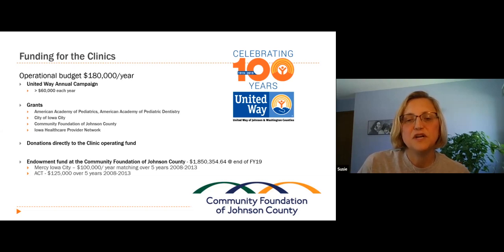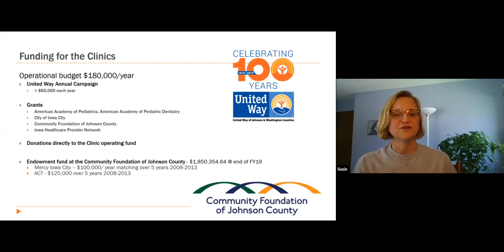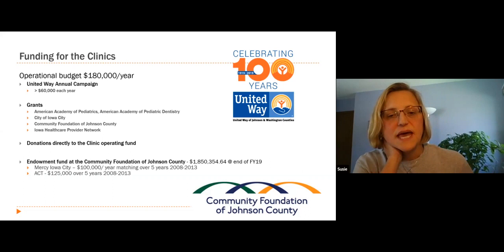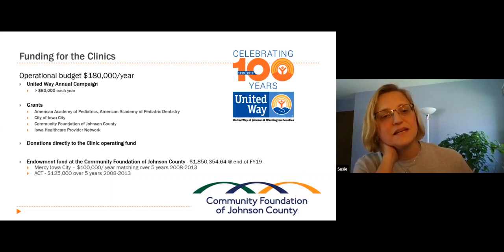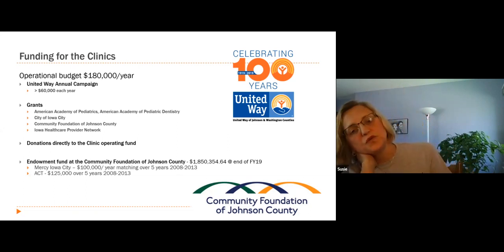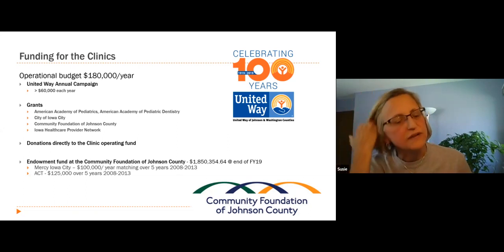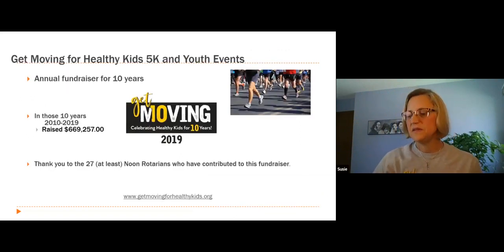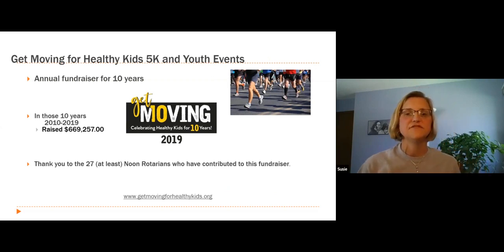So our fund was at close to 1.9 million at the end of fiscal year 19. I'm afraid to look to see what it is right now, but it's my understanding things are looking better. So hopefully it will improve. And we draw down anywhere from 4 to 5% each year to have more money for our operating expenses. All right, then this other thing that we've been doing, but are taking a hiatus this year, is the Get Moving for Healthy Kids 5K and youth events.